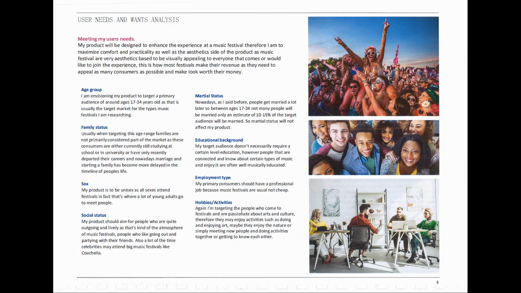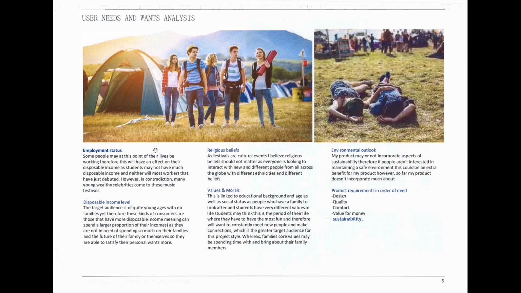Again, do these people have any particular hobbies? Would that inform your design? They've also looked at things like religious beliefs, values and morals, things like that. So they've looked very broadly at who their possible clients could be. Basically, who are you designing for? Are you designing for men, women, what age? What do the people you're designing for like? So they've done that first of all.